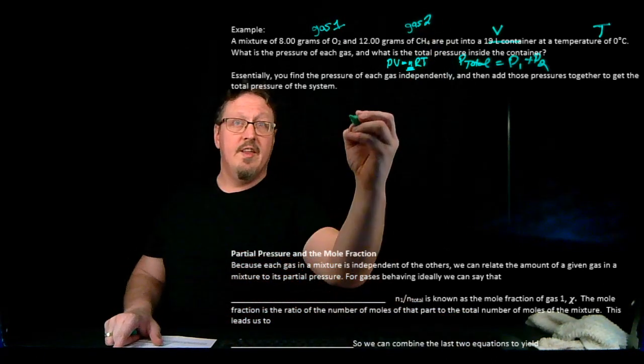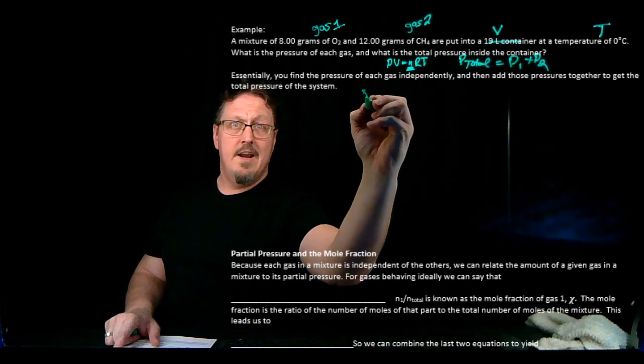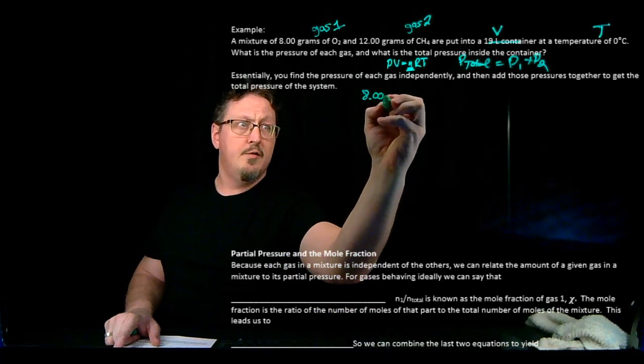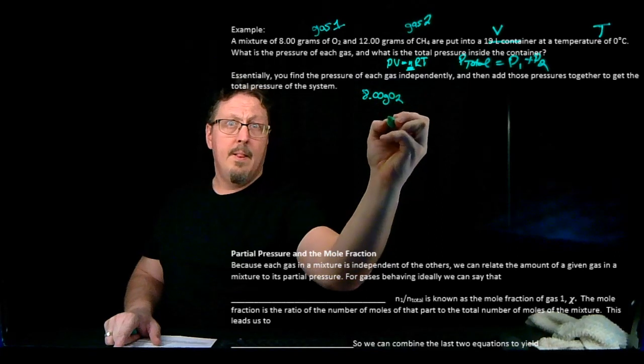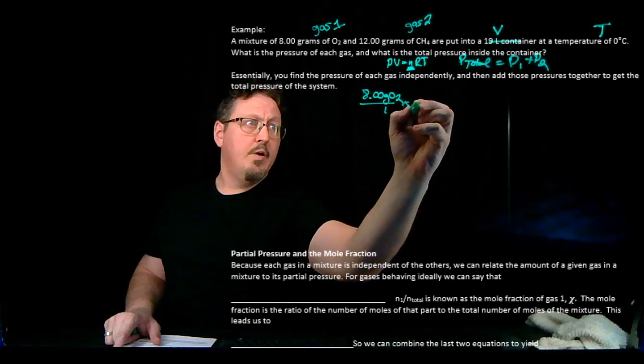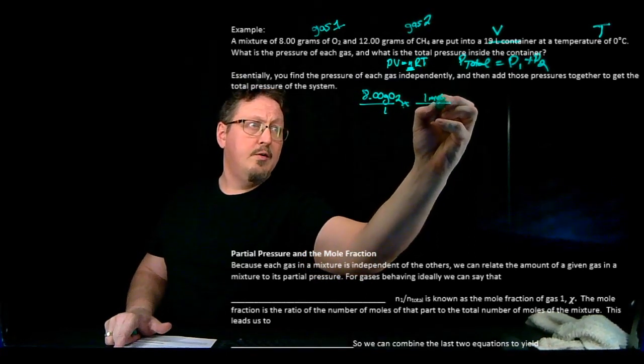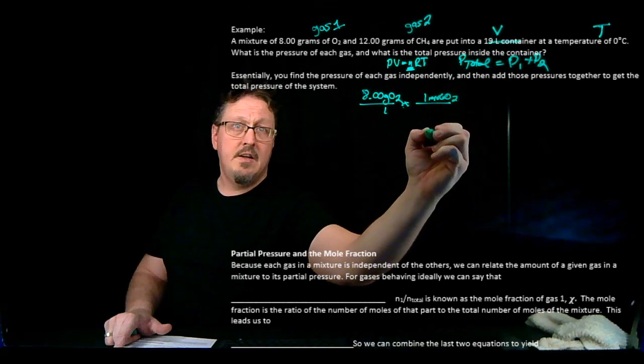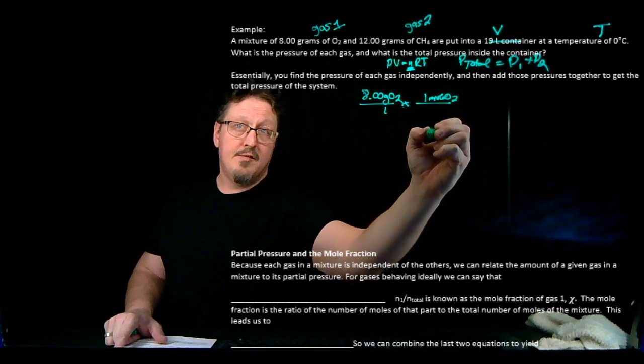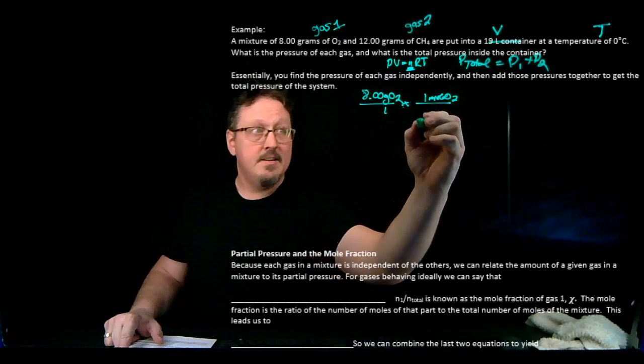Okay, so here we go. Let's do that. We're going to start with our 8.00 grams of oxygen over 1. We know that 1 mole of O2 has a mass. We look it up, we add it up, it's 31.9988.